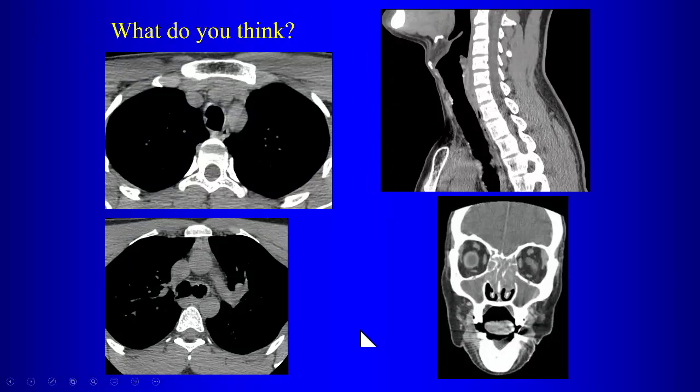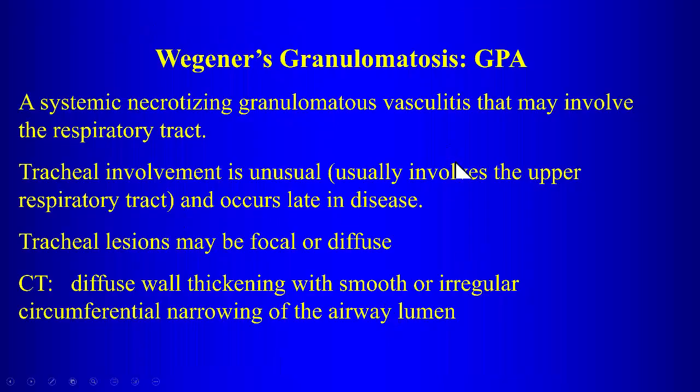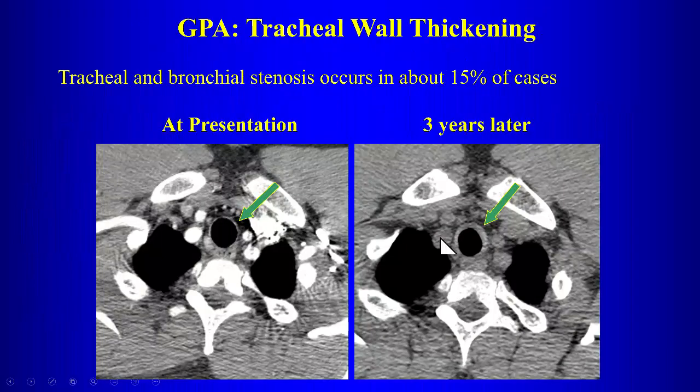What about this case? Wegener's. So why Wegener's? Because you have sinusitis. Sinusitis and tracheal involvement. So you have this tracheal involvement here, and we have sinusitis. So this is Wegener's, or granulomatosis with polyangiitis. This can also affect the trachea, in addition to the kidneys and the lungs and everything else. So this can affect the trachea and bronchi.